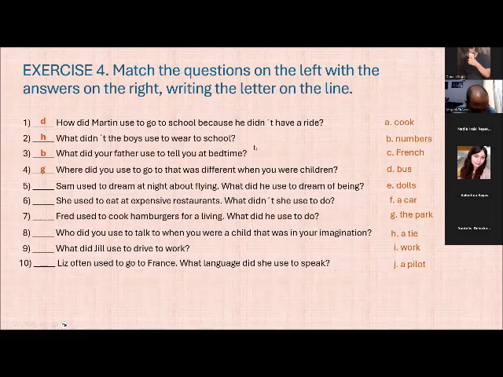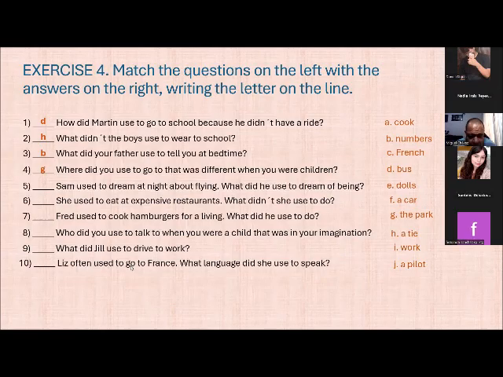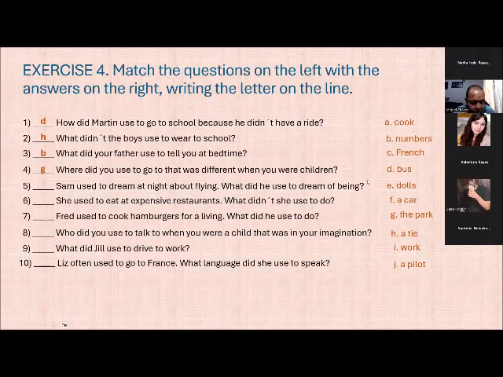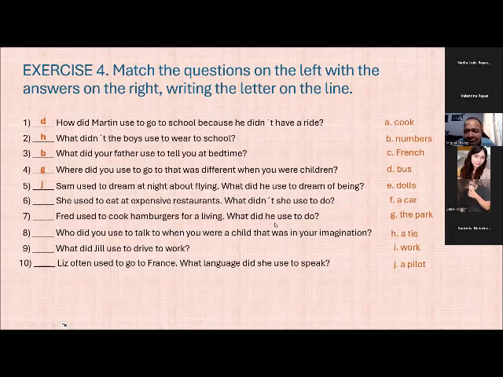Daniel, please help us with number 5. Number 5, letter J. A pilot. Yes. Read the question. Sam used to dream at night about flying. What did he used to dream of being? A pilot. Thank you so much. Nadia, number 6, please. And then Valentina, number 7.